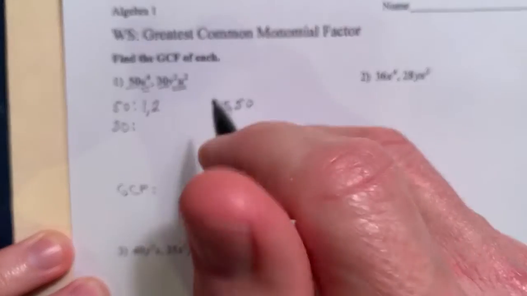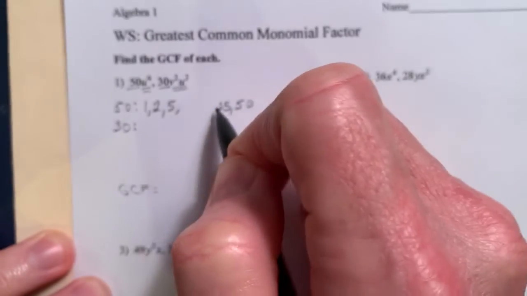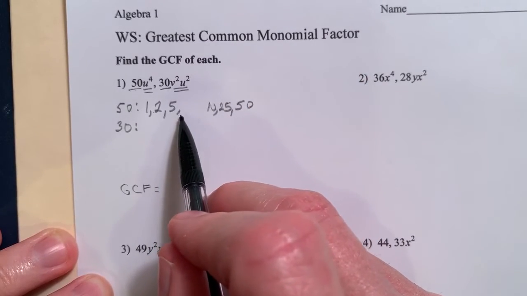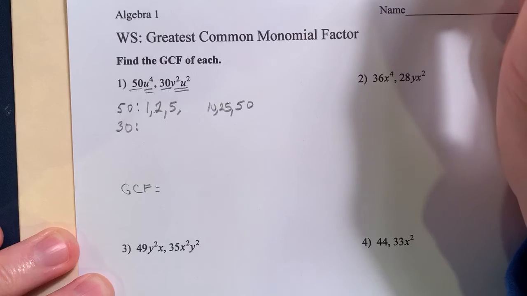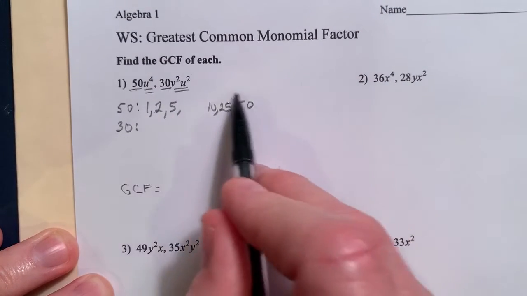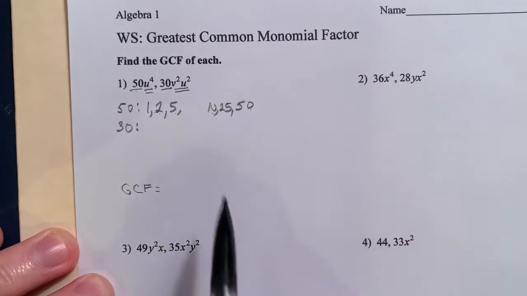So 4 is not, 5 is. 5 and 10. 6 is not. 7 is not. 8 is not. 9 is not. Now we're up to 10 already. So this is all of the factors. 50 has 6 factors that work.